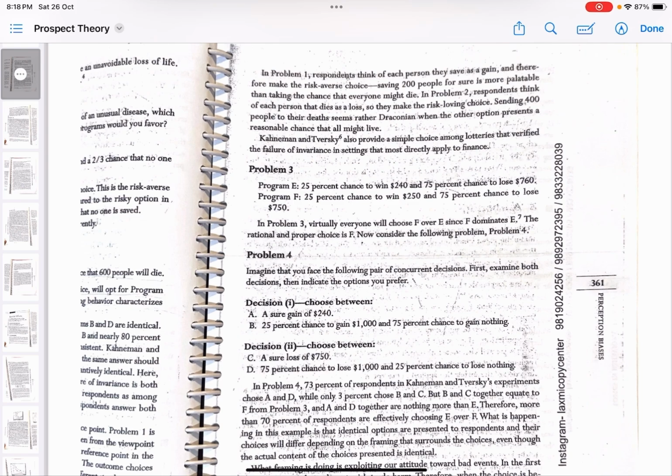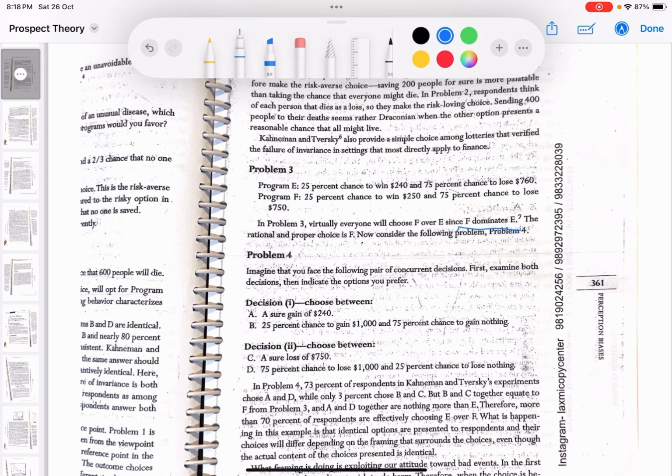So in problem 3, virtually everyone will choose F over E, since F dominates E because here you're losing 760, but here you are losing 750. Obviously, it's very simple, right? If someone is winning 250 instead of 240, they might want to take that, and you are also losing less as compared to the previous one, so everybody will choose F only. Simple stuff, right?